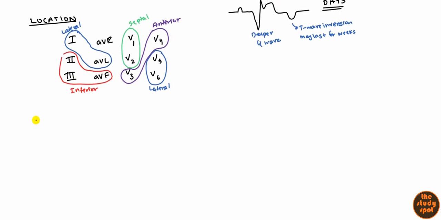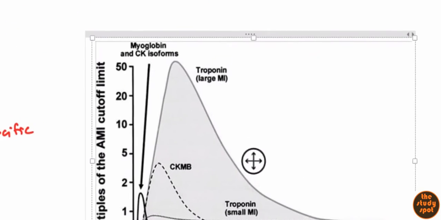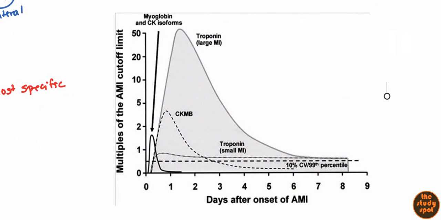Next, after ECG, the next important test that you definitely want to do is cardiac biomarkers. The different cardiac biomarkers that are available are troponin T, troponin I as well, and finally CKMB is also used. However, troponin T and troponin I are more specific than CKMB, and here we have a nice little graph which shows how troponin T and CKMB elevate in the blood and go away in the blood over time.